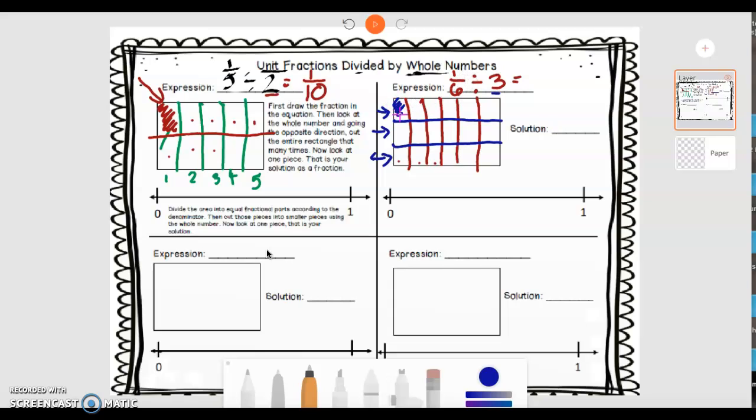Remember, I'm just looking at one piece of this, so I know it's going to be a unit fraction. But 1 out of how many altogether? If I count these, I can count by 3s because I know there are 3 gaps on each. There's 3, 6, 9, 12, 15, 18. There are 18 sections altogether, so my complete answer is 1/18. That's how you divide a unit fraction by a whole number. Now I'm going to show you the other way around also.